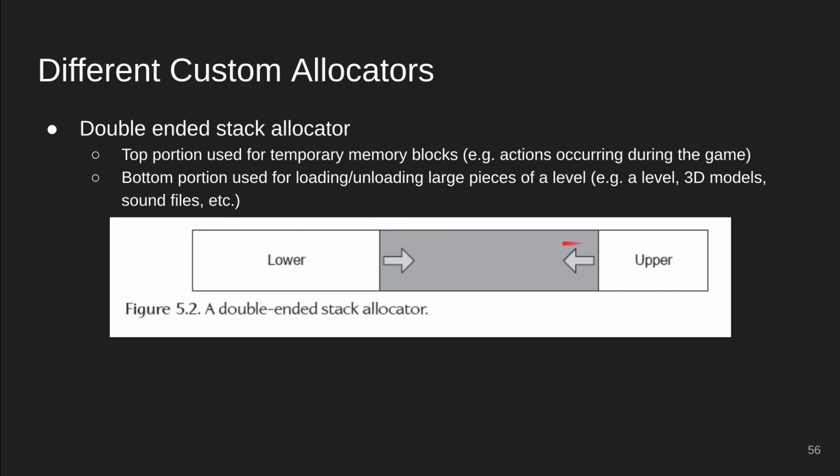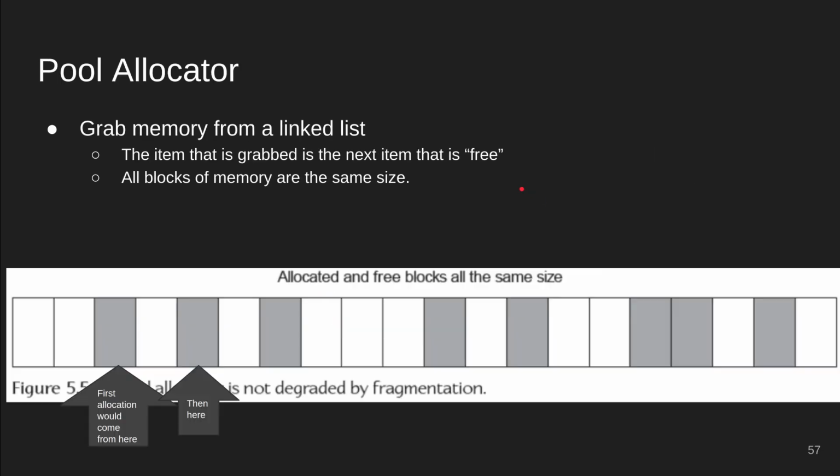And that way you still have the maximal amount of free memory here with zero fragmentation. So it's a little bit of a different take on a stack structure. You're almost accessing from the middle of it, but if you just have pointers, you can do that. So it's just a new idea for you to think about, a double-ended stack allocator.